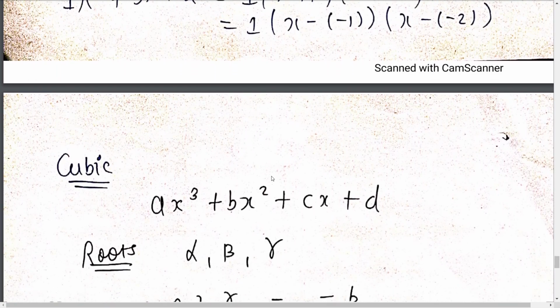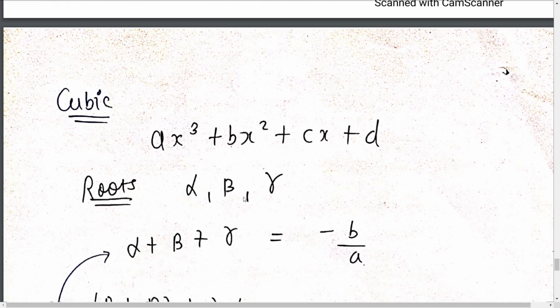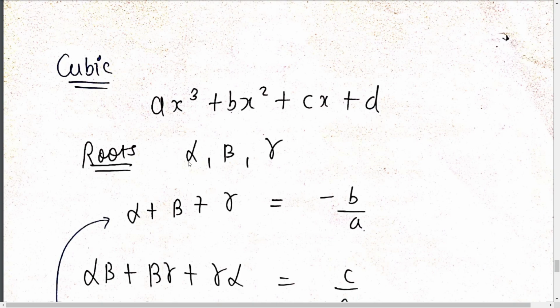So next is cubic polynomial. General representation is this. We have seen it many times. I have told you there are at max 3 roots of a cubic polynomial and minimum is 1 root. So I've written these roots as alpha, beta and gamma. Sum of roots is minus b by a, alpha plus beta plus gamma.